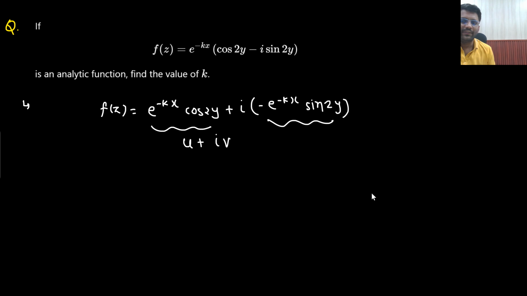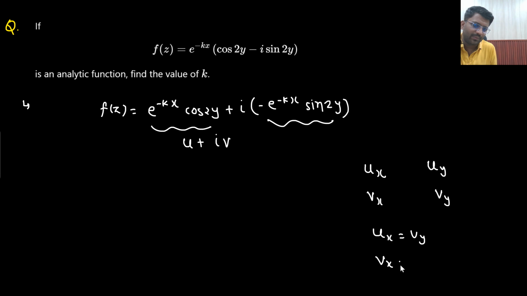What do you know? If it is analytic, then ux, uy, vx, vy: ux would be equal to vy and vx would be equal to minus uy. So can you find out the value of ux? Yes sir. Partial differentiation of u with respect to x: cos 2y will be treated as it is, minus k outside, so minus k e to the power minus kx cos 2y.